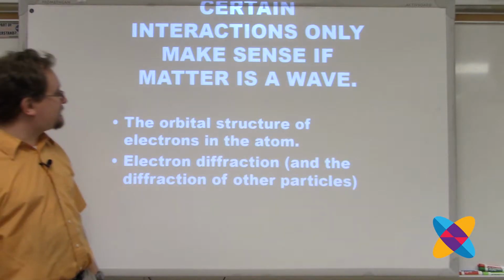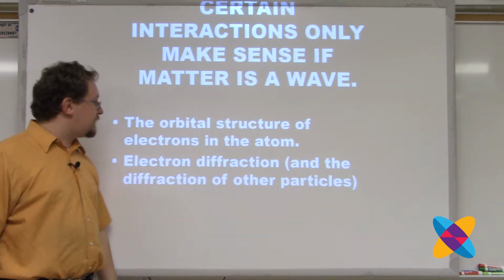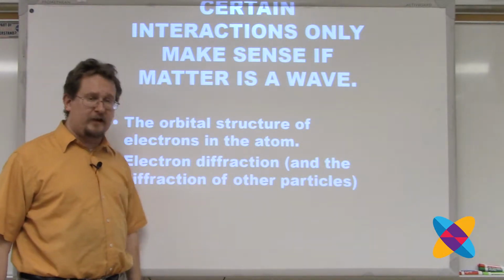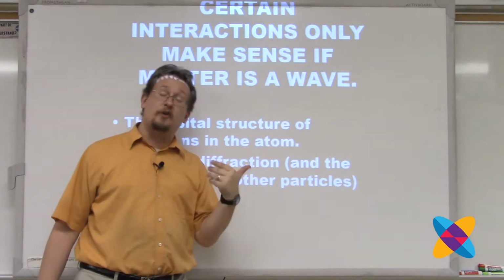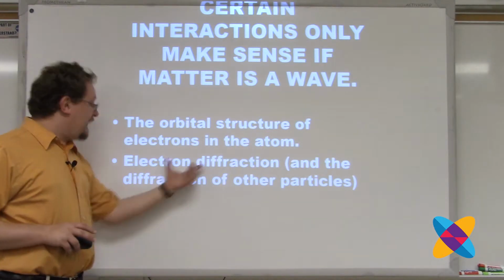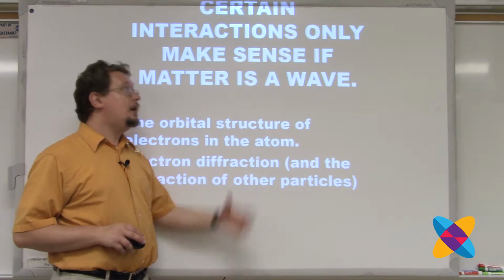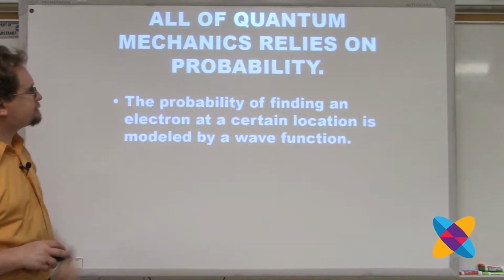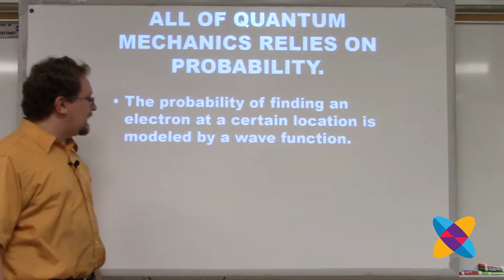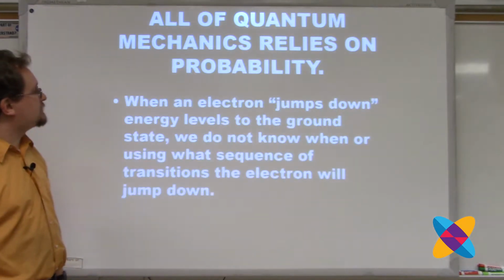Certain interactions only make sense if matter is a wave. For example, the orbital structure of the electrons in the atom. Why do the electrons orbit in certain frequencies, in certain orbits? Because those orbits are like the certain standing wave modes of the electron. The fact that electrons can diffract, and so can protons and neutrons, only makes sense if matter is treated as a wave. And all of quantum mechanics relies on probability. The probability of finding an electron at a certain location is dictated by a wave function. Make sure you teach your students what a wave function is.